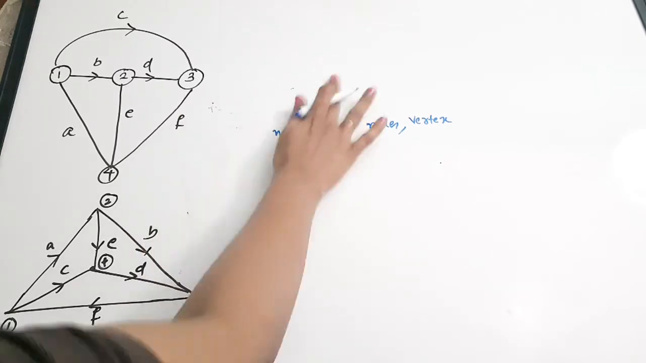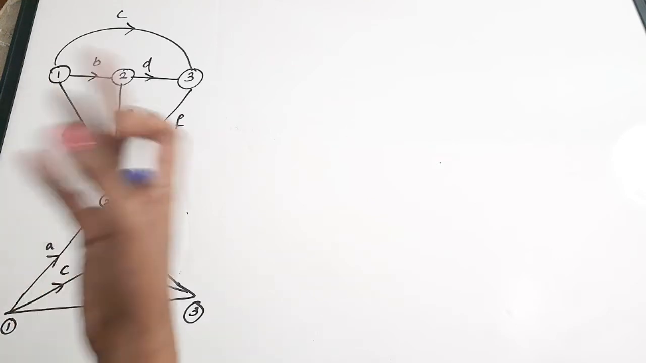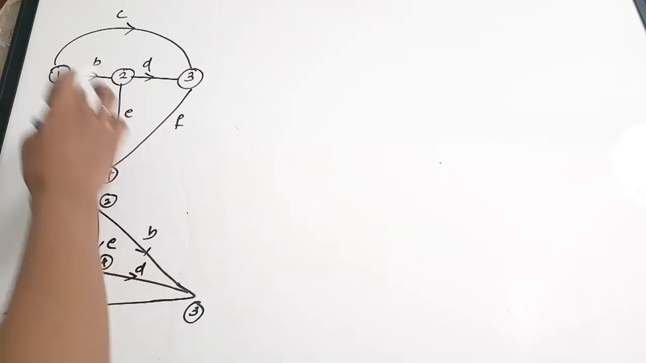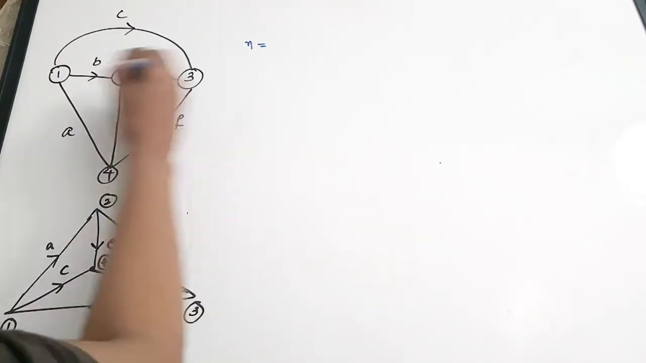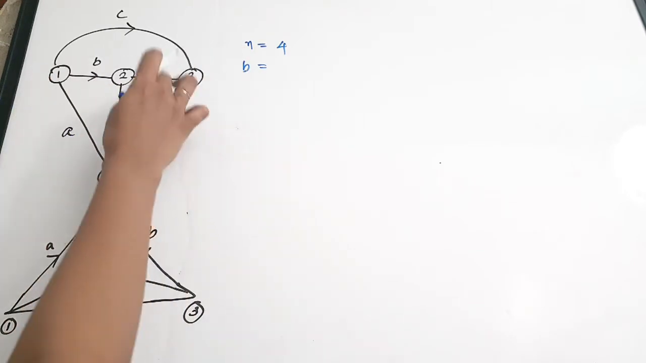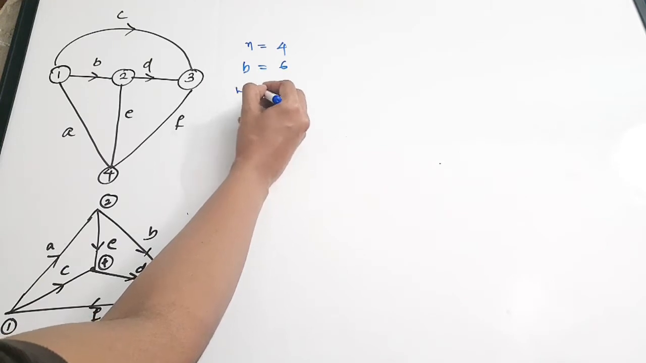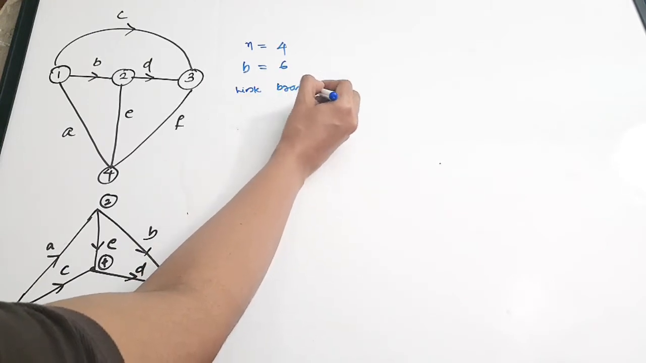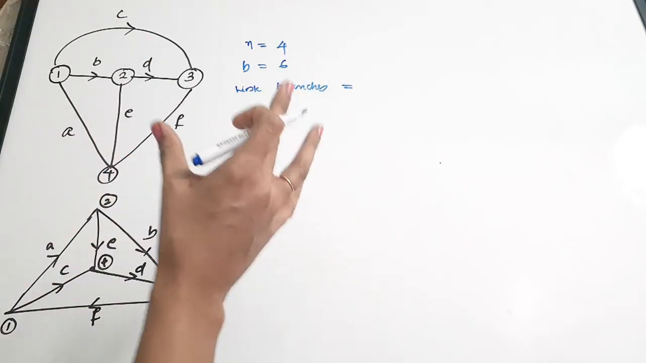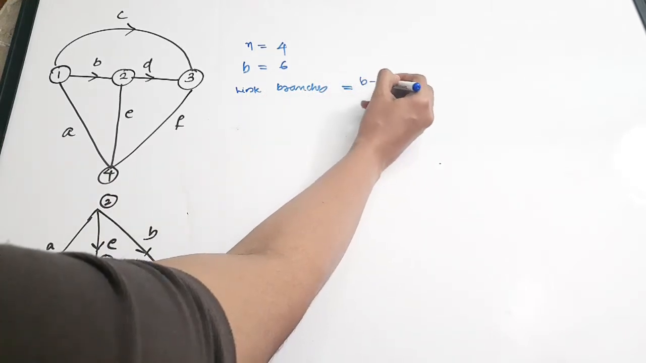So for this question, let us first calculate how many link branches there are for this graph. You can see that the number of nodes, n, is equal to 1, 2, 3, 4. Number of branches, b, is equal to 1, 2, 3, 4, 5, 6. So the number of link branches: link branches means, in order to form a tree, you have to remove at least this many branches. So link branches is equal to b minus n plus 1.